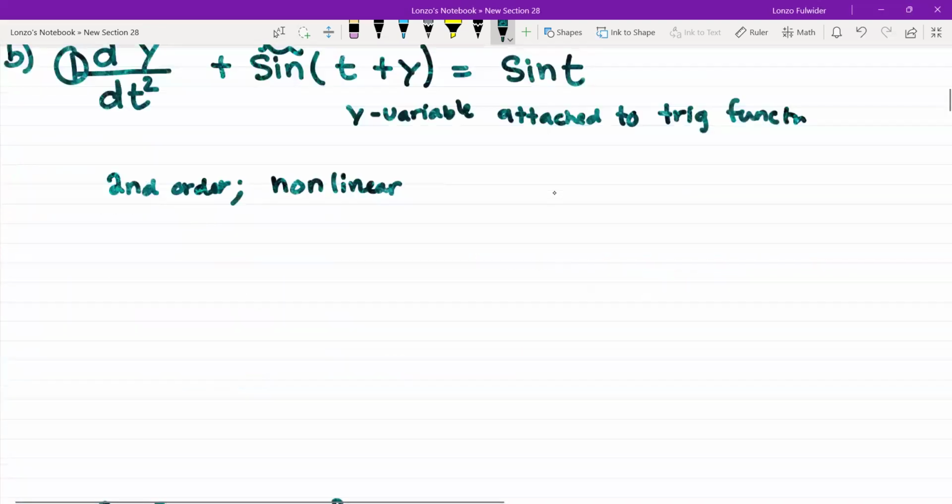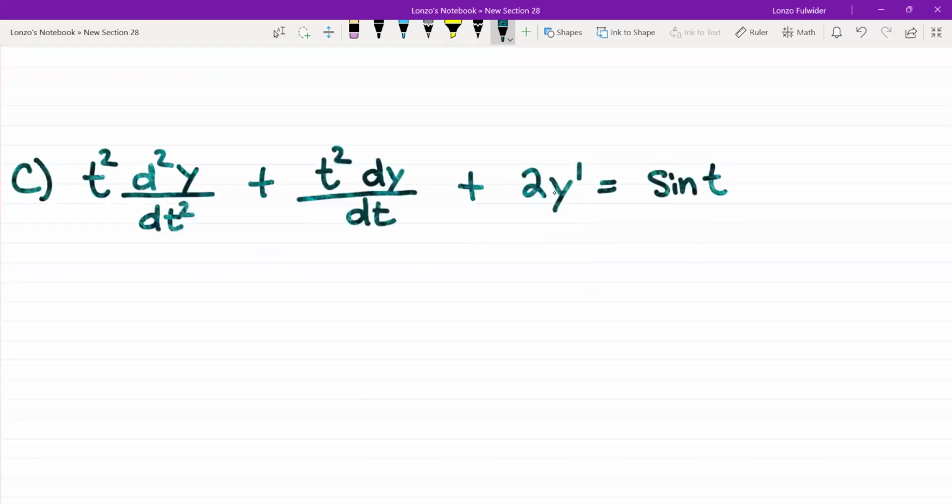Okay, C. What's the highest derivative? I would say the second. This d squared over dt squared, that's the second derivative. So it's going to be second order. Is this linear or nonlinear?